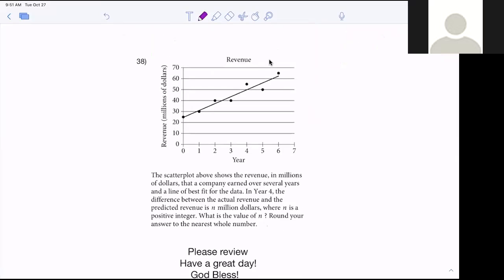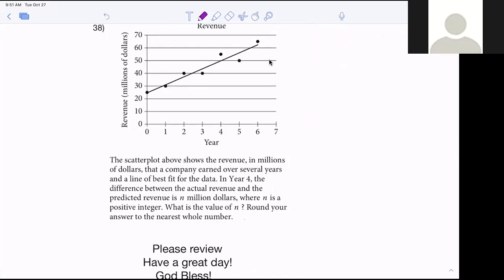Now, really quick, number 38. It says the scatter plot above shows the revenue. In year 4, the difference between the actual and the predicted is 5. Is everybody okay with that? 5. Good job, guys.